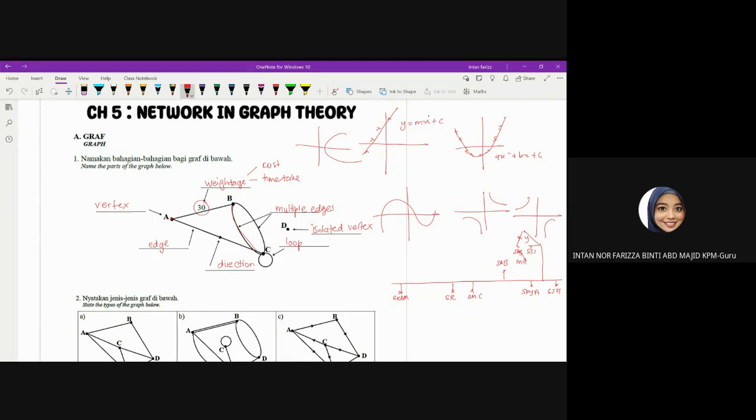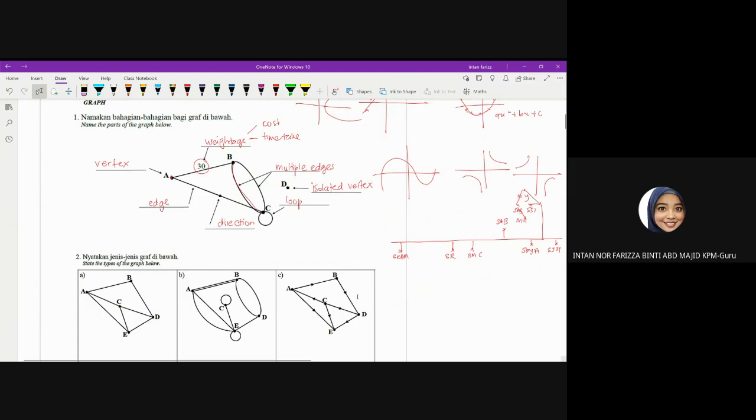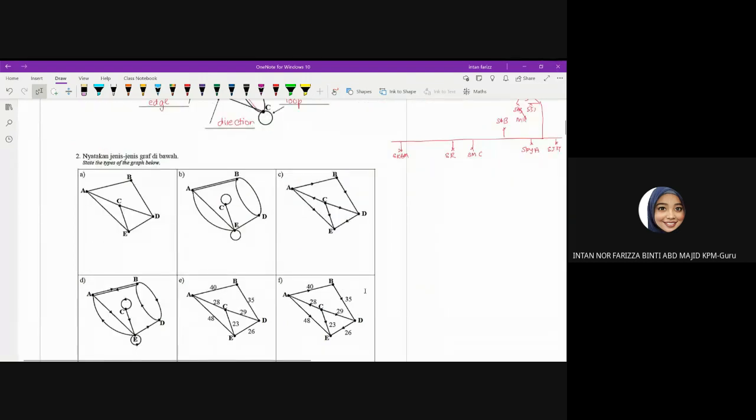Now let's look at the types of graph. You should be able to recognize the types of graph. The first one is a simple graph, with 5 vertices. There are no loops and no multiple edges, so the name is simple graph. Now, B is similar to A, but we add multiple edges at AE and also BD, and there are loops at vertex C and vertex E. So we call it a graph with multiple edges and loops.